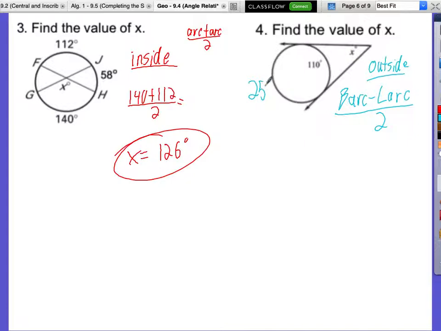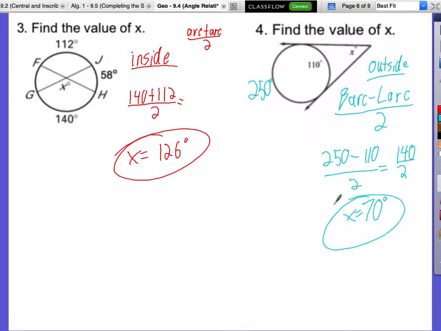Ends up being 250 because the whole circle is 360. We take away this 110, we have 250 left. Set it up: 250 minus 110 over 2. 250 minus 110 is 140. Divide that by 2, and x equals 70 degrees. 70 degrees. Easy peasy, lemon squeezy.